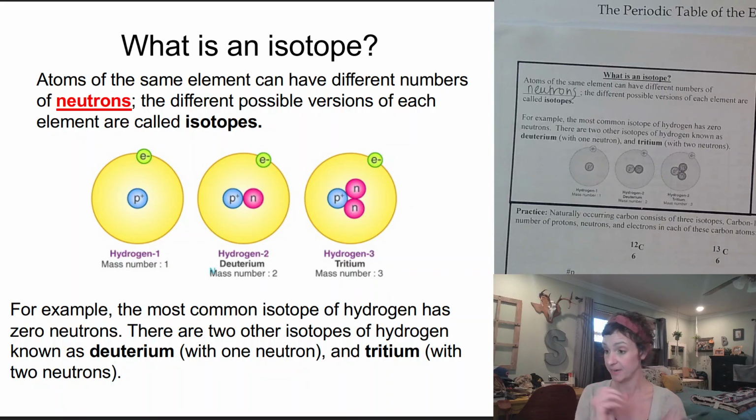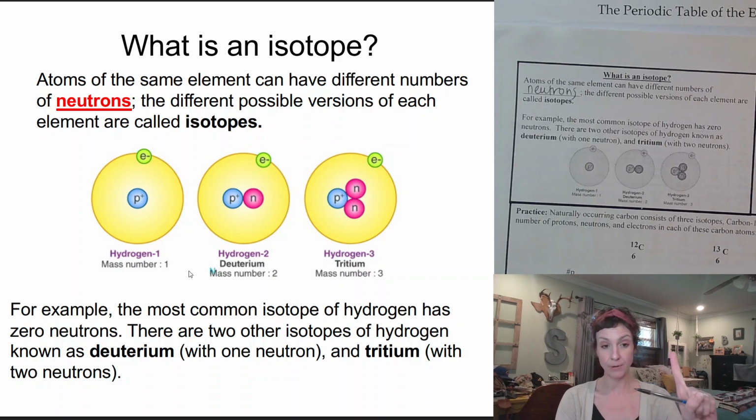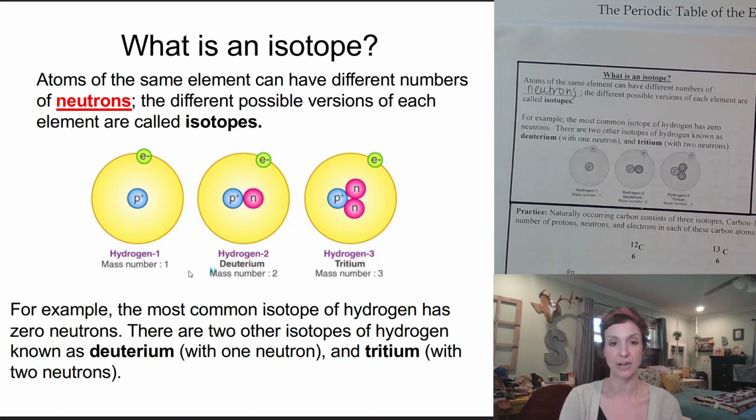Okay, so we have 3 pictures here of hydrogen. We've got hydrogen with a dash with a 1. That means that hydrogen has a mass number of 1. And once again, mass number is protons plus neutrons. So we see we only have one thing in the nucleus and it happens to be a proton. So this version or this isotope of hydrogen has 1 proton and 0 neutrons.